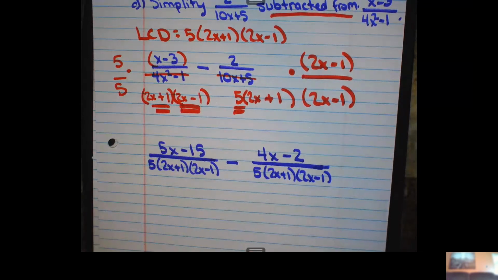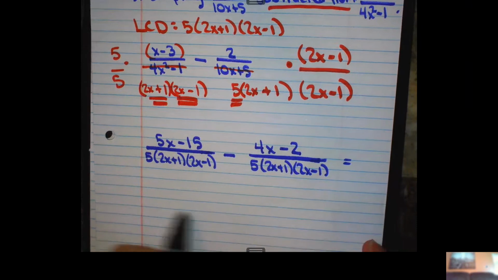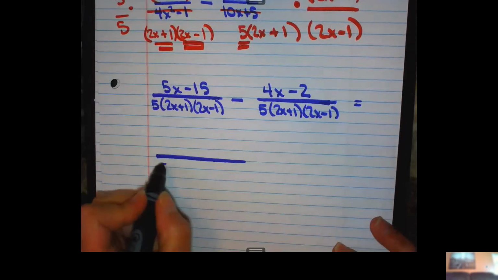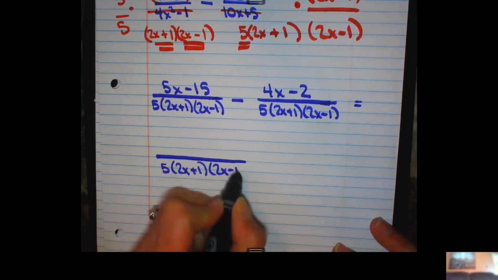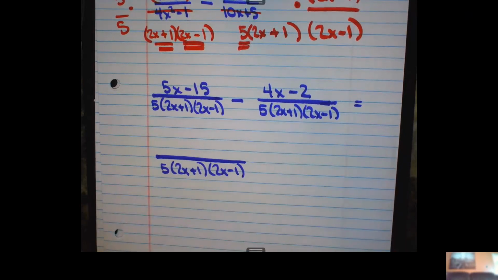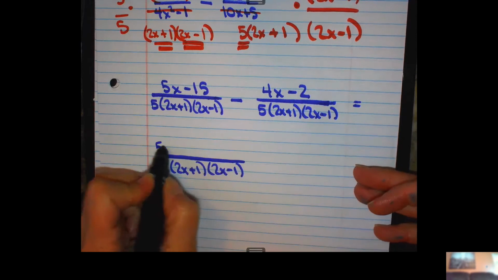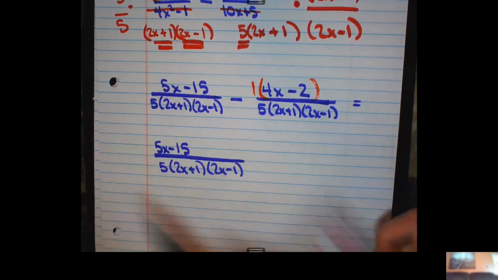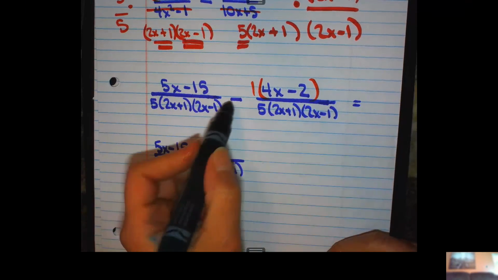Since we have common denominators, we're allowed to make this one fraction now. So leave room above it, and we're going to make one fraction. My denominator is going to be the same, so I'm just going to bring down the LCD. You only bring it down once. So we have 5, 2x plus 1, 2x minus 1. Now we're going to bring down the term. So I bring down the 5x minus 15. Remember to change the signs of the second polynomial. So instead of 4x, it's minus 4x. And instead of minus 2, it becomes plus 2.